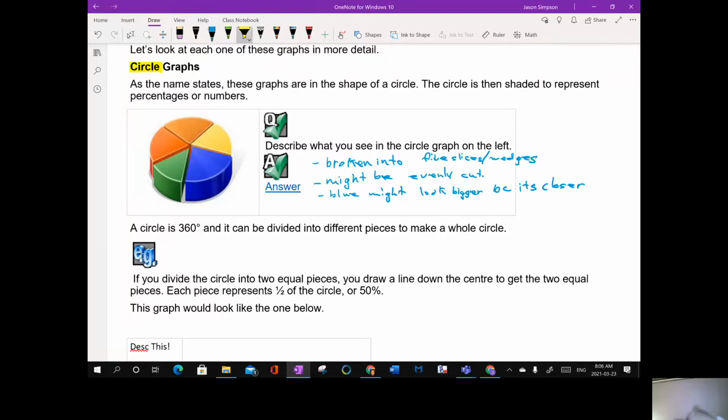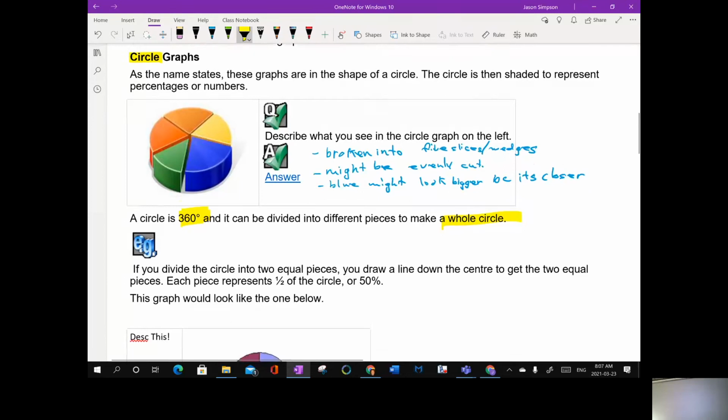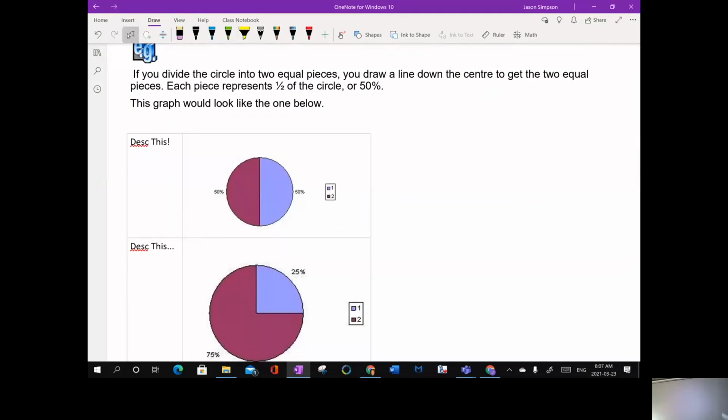Now, here's one of the things that I need you to remember. You're going to need these for when you get to grade 12. Here's the concept. A circle has 360 degrees in it, and it can be divided into a whole bunch of pieces in order to make a whole circle. So that's the first concept. Now, let's take a look at dividing the circle. Let's say I divide that circle into 2 equal pieces. Then you would have something that looks like this.